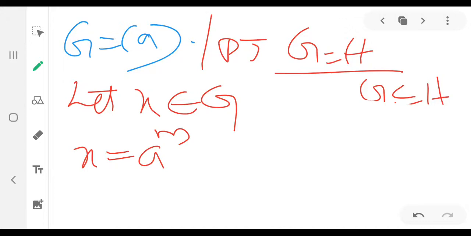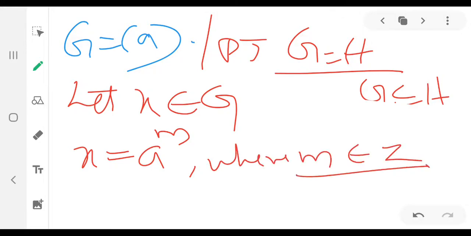നമുക്കറിയാം m ഒരു ഇൻറ്റിജറാണ്, where m belongs to Z. We know that n belongs to Z plus. n is the least positive integer എന്ന് പറഞ്ഞത്. അപ്പോൾ n belongs to Z plus ആണ്.